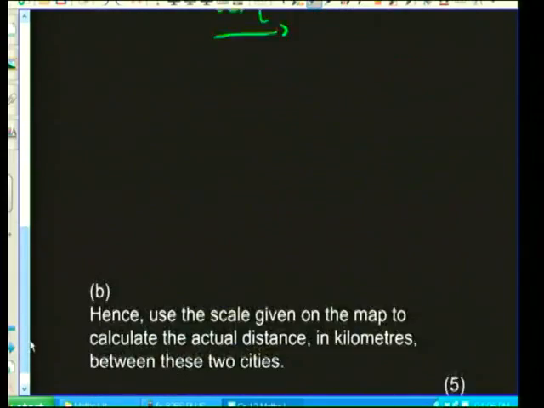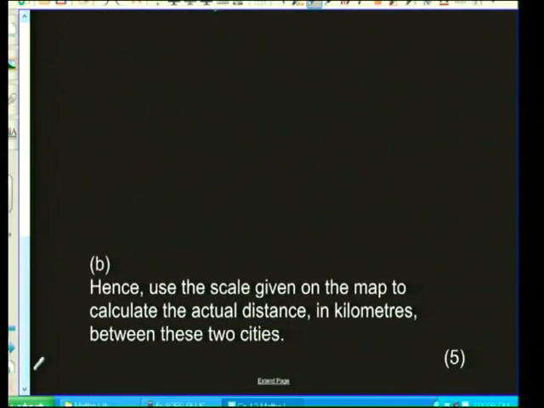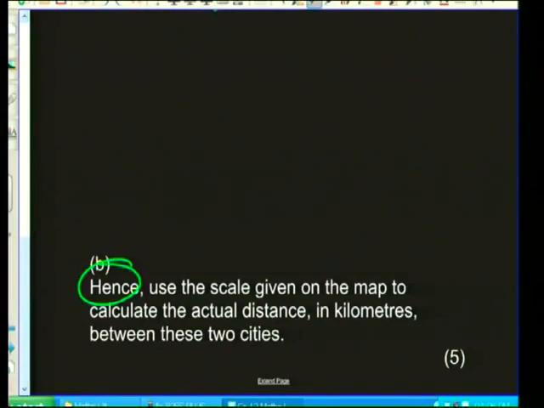Okay, what's the next question going to say? It says now, hence. What's hence mean? Hence means because of what you've already done, you're going to do something else. You just know that if you see the word hence, it means because of the above question, you're now going to do something else. In other words, you are going to use what you've done already to calculate the next thing. So you can't separate the 2 questions. So hence, use the scale given on the map to calculate the actual distance in kilometers between these 2 cities.